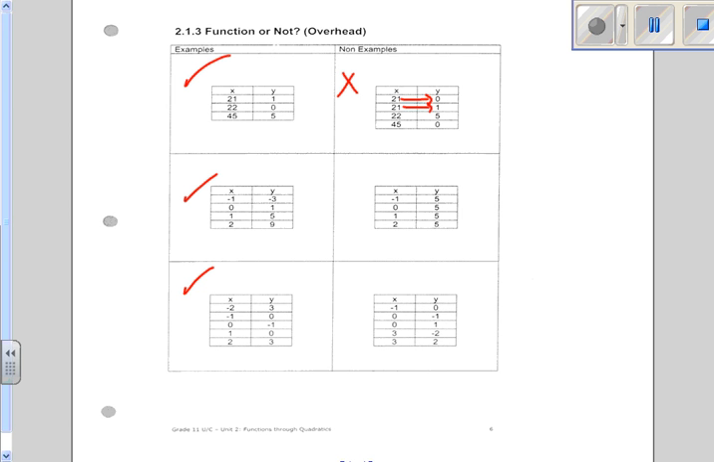The second one down is a function. There are 4 different x values that each have one answer corresponding in the y column. That is actually a function. This one is not a function because we have 2 possible values for 0, and we have 2 possible answers when x is 3. That is profoundly not a function.